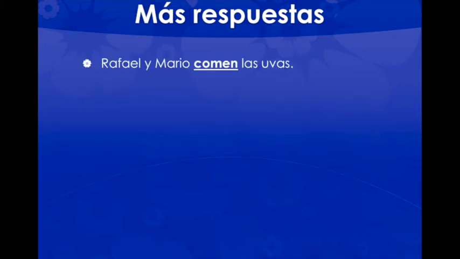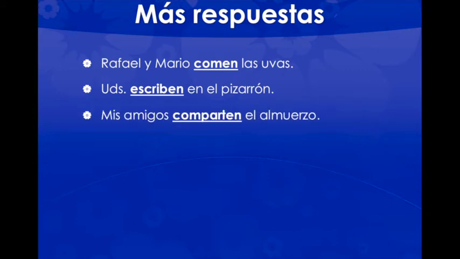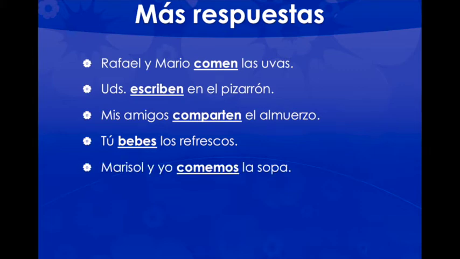Rafael y Mario comen las uvas. They eat or they are eating grapes. Ustedes escriben en el pizarrón. You all are writing or you all write on the board. Mis amigos comparten el almuerzo. My friends share or are sharing lunch. Tú bebes los refrescos. You drink soda or the soft drinks. Marisol y yo comemos la sopa. Marisol and I eat or are eating soup.